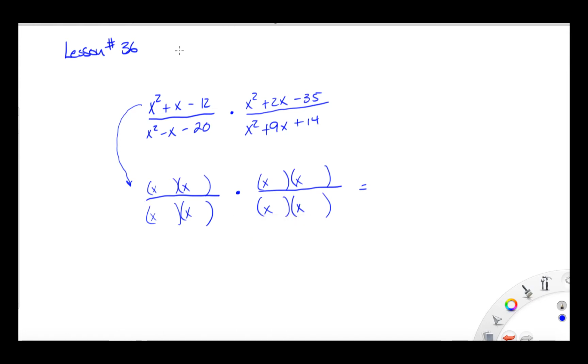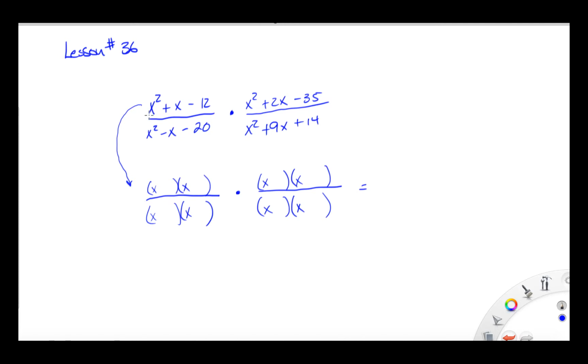Algebra 2, Lesson 36. We are going to begin on page 162. We're going to be talking about how to solve problems that look like this, okay? Basically, we have polynomials, and we're going to be multiplying them. And they're actually pretty easy. You just need to know the routine of how to solve them.